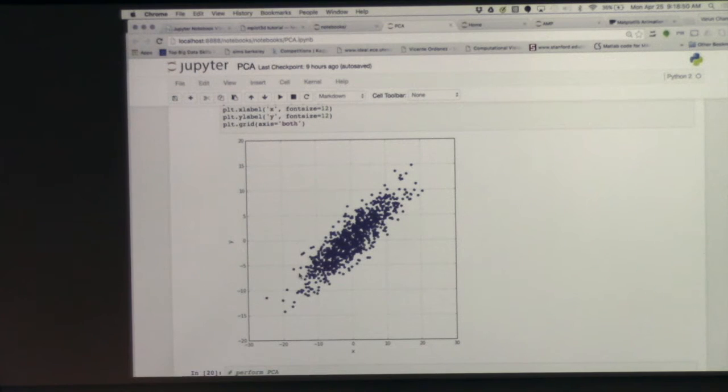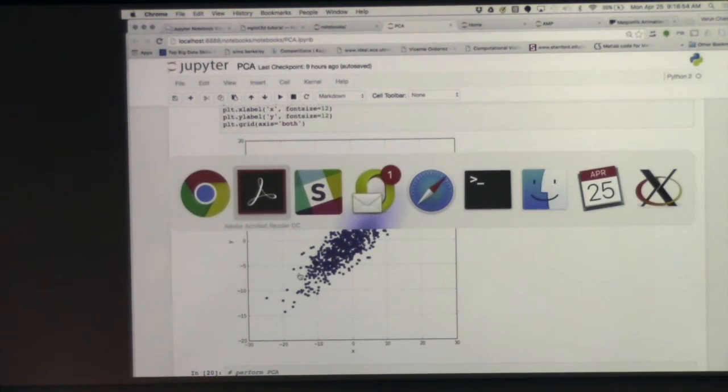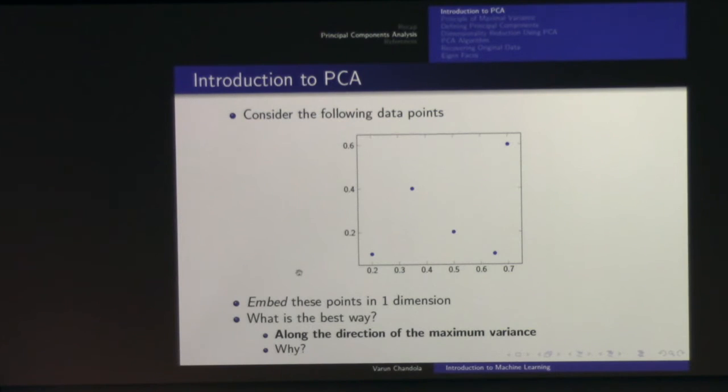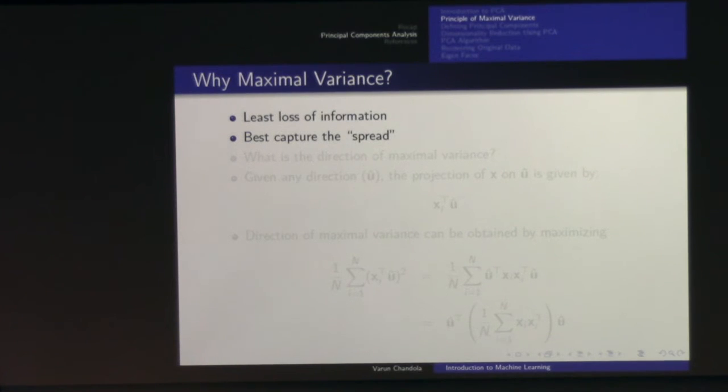All right, so this is sort of a motivation. So let's go back. Where are we? The best way, of course, as I said, to embed data in one dimension is to go along the line that gives you the maximum variance, because that gives you the best spread. So you will lose the least information in that case. That is the reason.